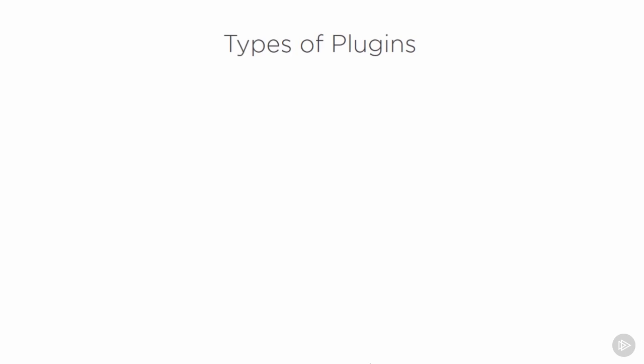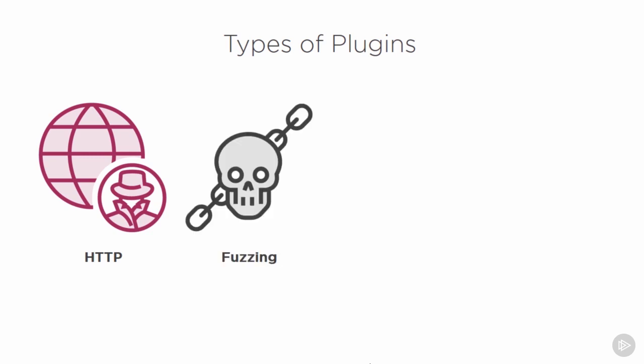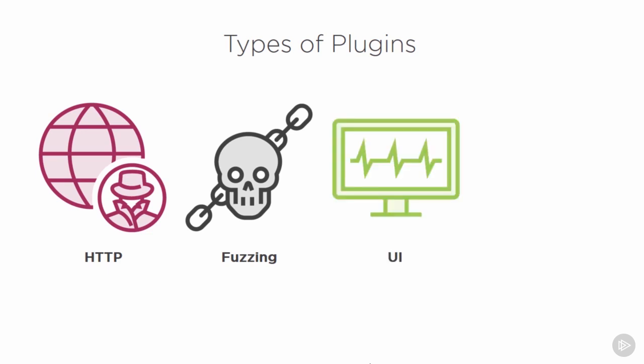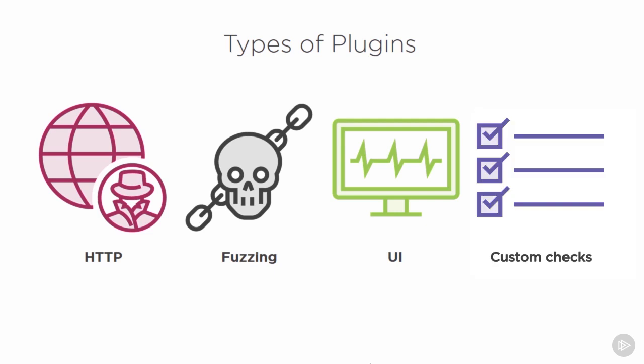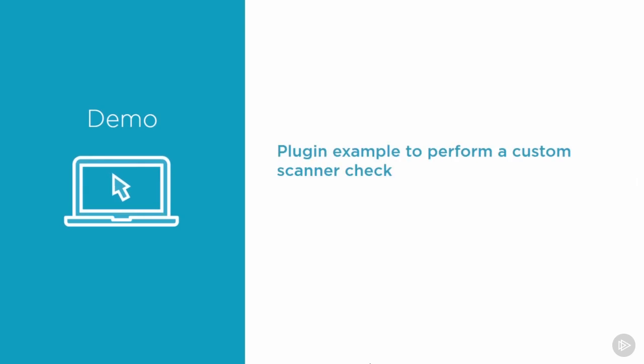Now, Burp plugins are only limited by your imagination. You can use them to modify HTTP requests and responses, perform tedious tasks such as specialized fuzzing for you. You could even customize your Burp UI with new tabs specific to your plugin. You could also add custom Intruder, Proxy, or Scanner checks, just to name a few of the possibilities of what you can do with Burp plugins. Let's see how a plugin can be used to perform a custom scanner check.